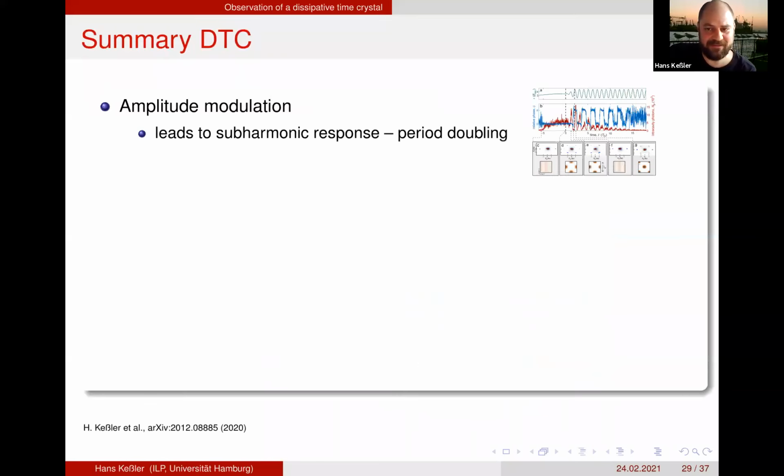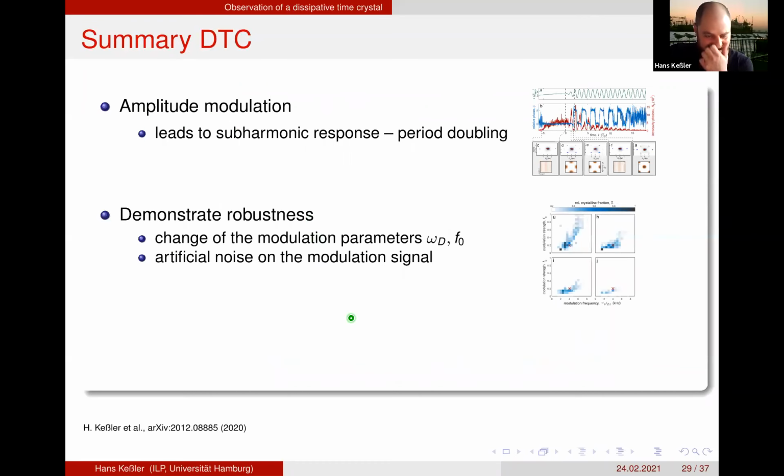So let me summarize this part just a little bit. If we modulate the amplitude, this leads to a subharmonic response, and we observe a period doubling. This period doubling I showed you is robust against change of the driving parameters. And if we add artificial noise on our modulation signal, it still survives up to quite significant noise strength.